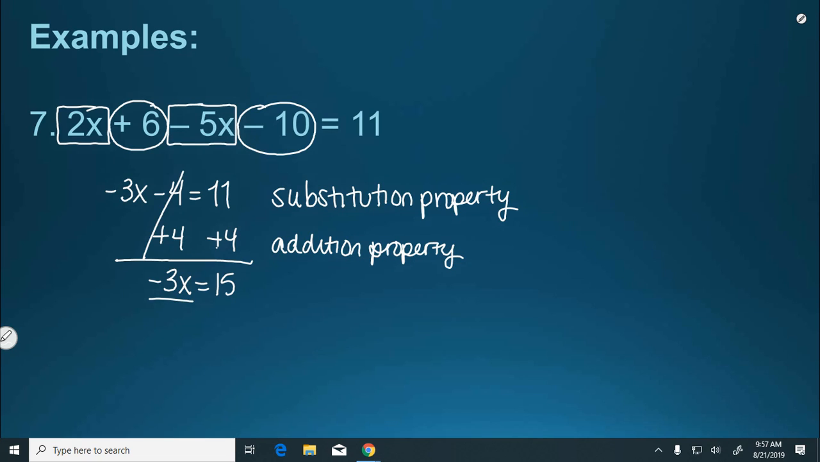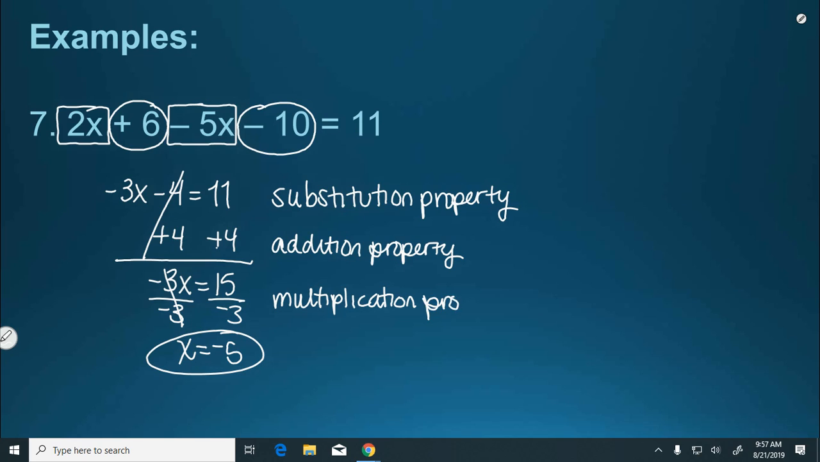And then I'm going to divide by negative 3, which is the same as multiplying by negative 1/3. And I get x equals negative 5 as my solution. And that's the multiplication property. So I would expect that if you're in this class, you should be able to do those equations that we just did together very easily without much support. The next one's going to be a little bit more challenging.